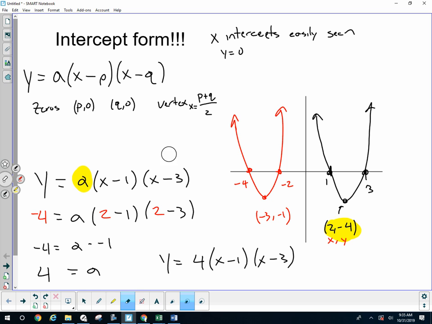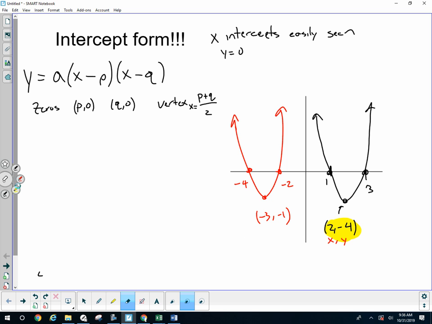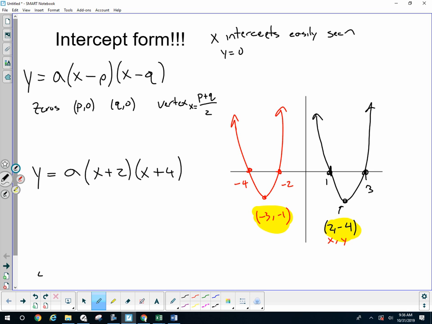All right, here's the answer. For the red graph, I got y equals, I don't know what A is, but I know I have x plus 2 and x plus 4. Because when I plug in negative 2 or negative 4, I should get 0. And I will. Great.